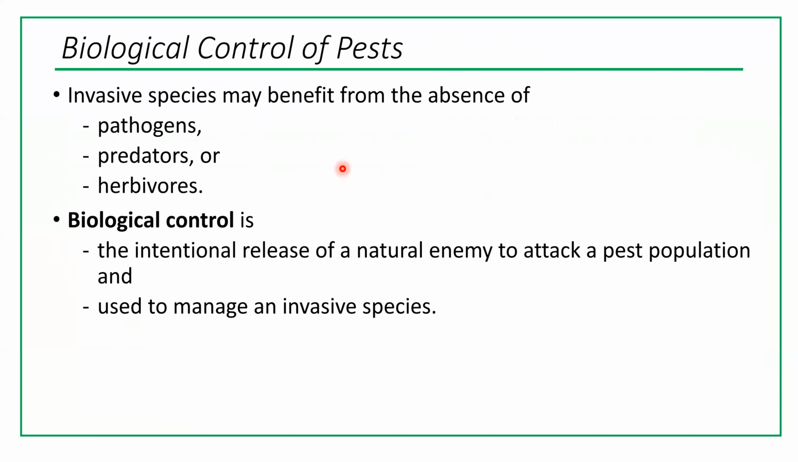So invasive species may benefit from the absence of pathogens, predators, and herbivores, and we can use biological control to keep the size of the population within some limits, right, to control the size of a population. Biological control includes releasing a natural enemy to attack a pest population, and it's used to manage invasive species.